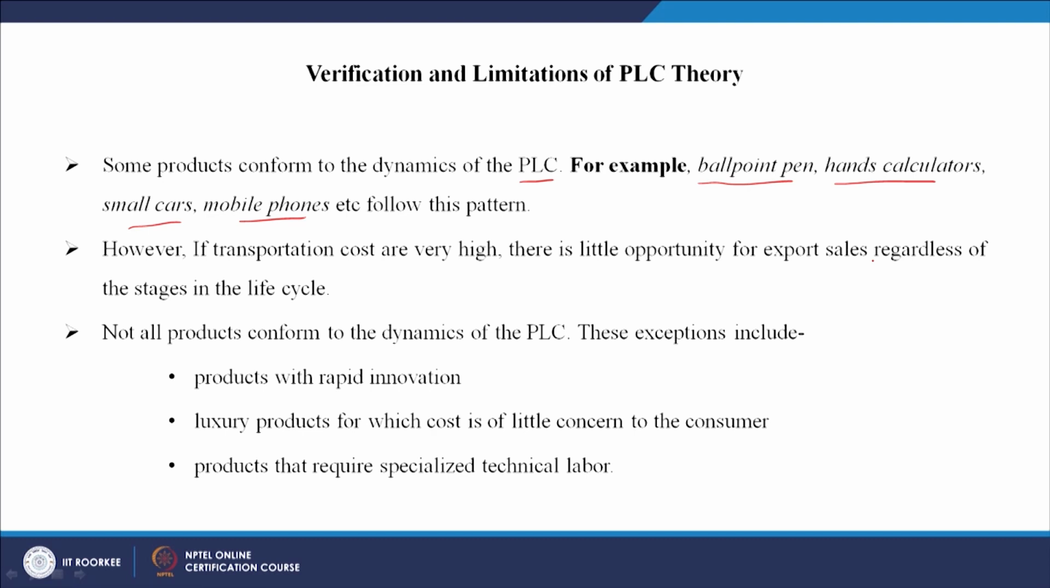Luxury products for which cost is of little concern. So, we assume that from the introduction towards the movement to maturity, the cost of production went down, right, because of standardization and more knowledge about the production of the product and all. But luxury products are products in which price is not a concern.